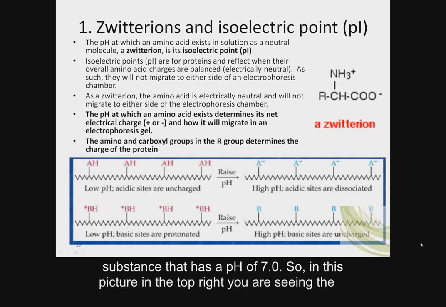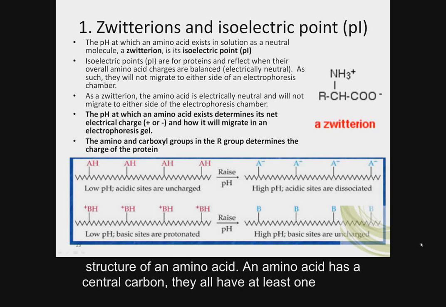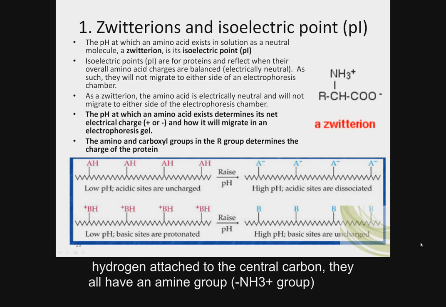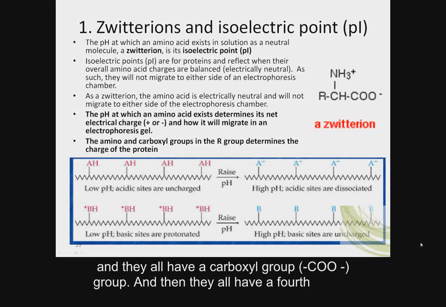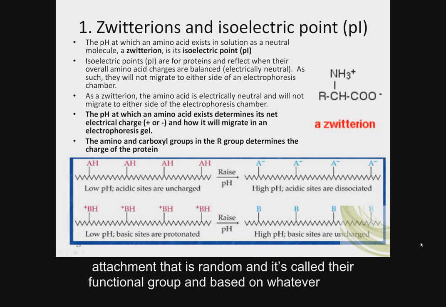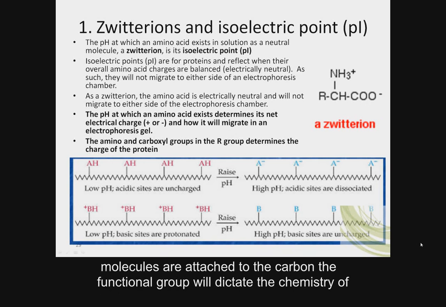So in this picture in the top right, you are seeing the structure of an amino acid. An amino acid has a central carbon. They all have at least one hydrogen attached to the central carbon. They all have an amine group, and they all have a carboxyl group. And then they all have a fourth attachment that is random. It's called their functional group. And based on whatever molecules are attached to the carbon in the functional group will dictate the chemistry of that amino acid. So tryptophan, for example, has a different functional group than glycine.